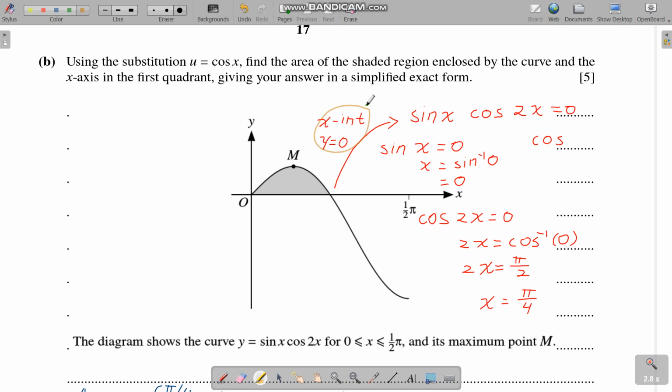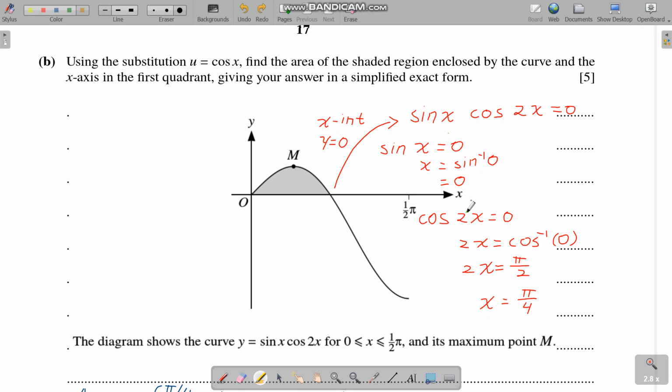So x-intercept is when the y equals 0. So this is the y. So from here, this is the y equals 0. We have a multiplication, so sine x equals 0 or cos 2x equals 0. So from sine x equals 0, we use inverse sine. We get x equals 0, which is impossible because obviously the x is not 0 here.